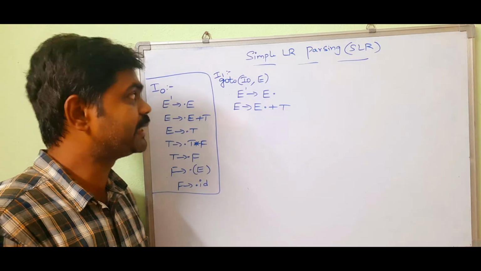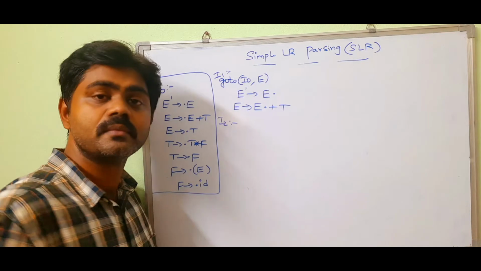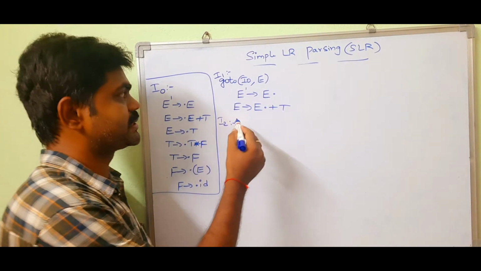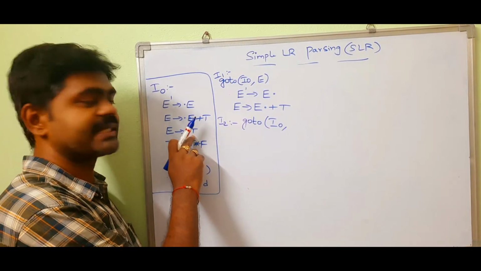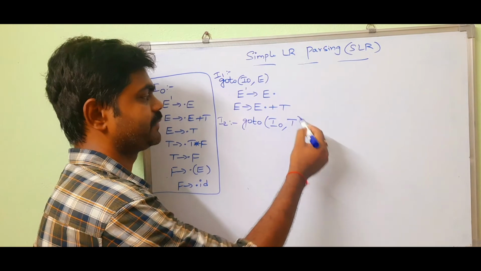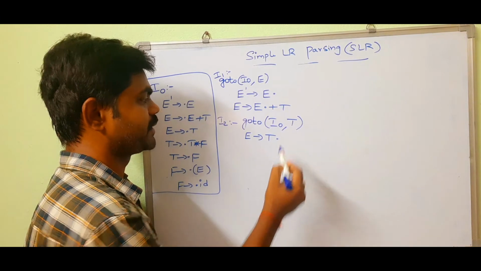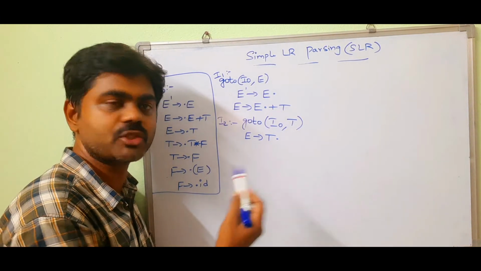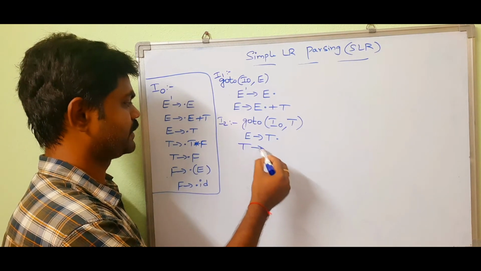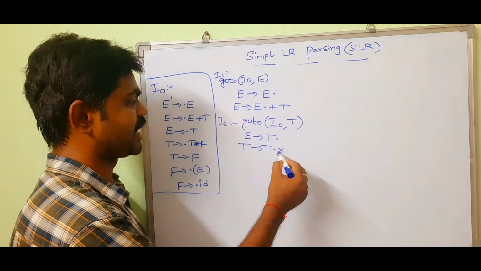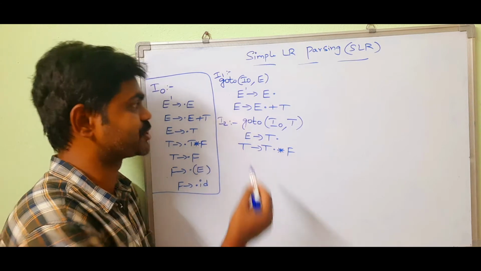Okay, so next is I2. So I2 is goto of I0 comma, now dot is at T. So I0 comma T. So what happens? E tends to T dot. So dot reached the end of the position, so we can stop here. And we have one more T, right? T tends to T dot star F. Okay. So after dot we have a terminal star. So here we can stop the procedure.